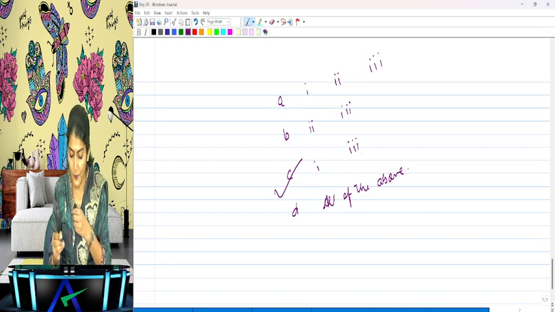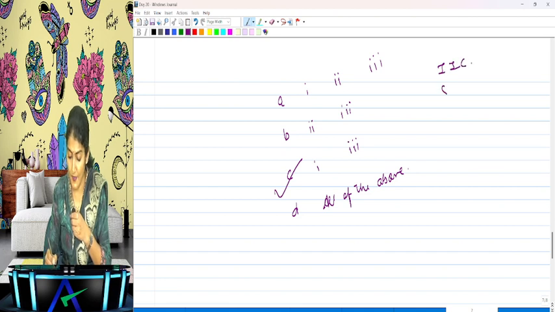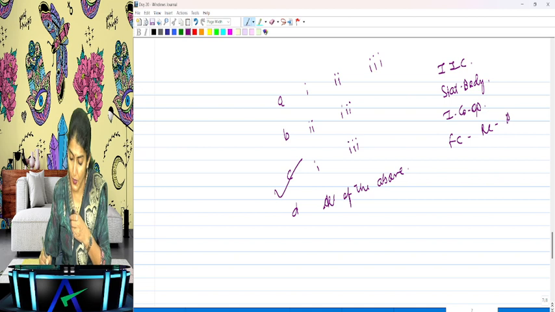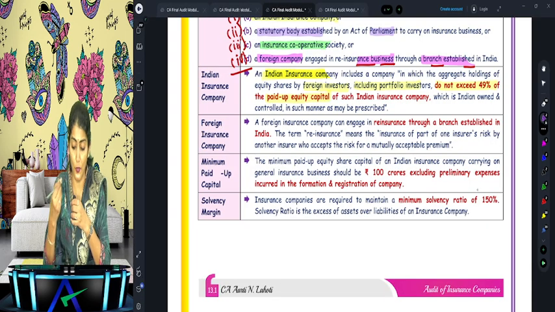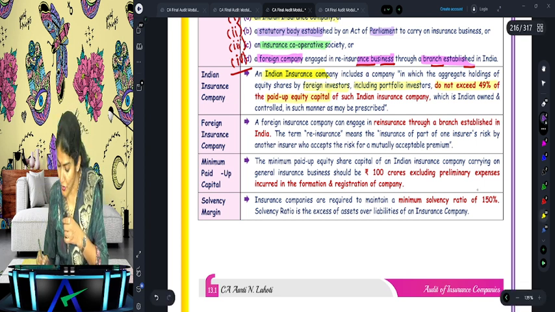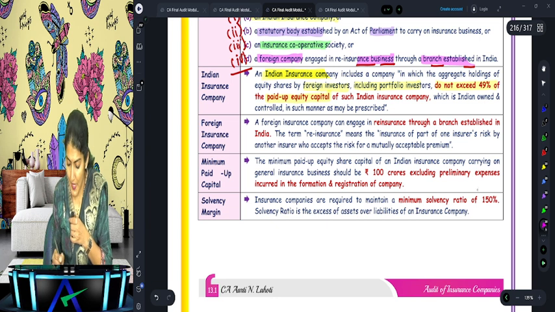Then have we studied the four types of insurers? One, it could be an Indian insurance company. Second, it could be a statutory body established under an act of the parliament, or an insurance cooperative society, or a foreign company engaged in reinsurance business through a branch established in India. Okay, and what is an Indian insurance company? One in which the foreign investors, including the portfolio investors, are not holding more than 49% of the paid up capital. And the foreign insurance company, what does it say? Reinsurance business through a branch established in India.